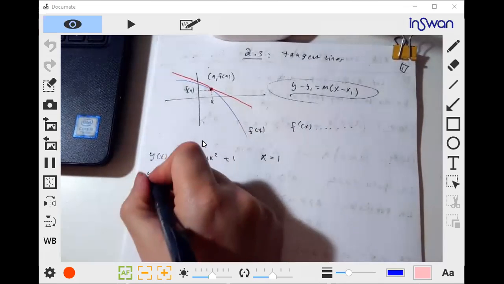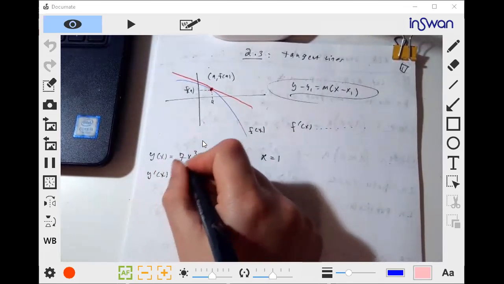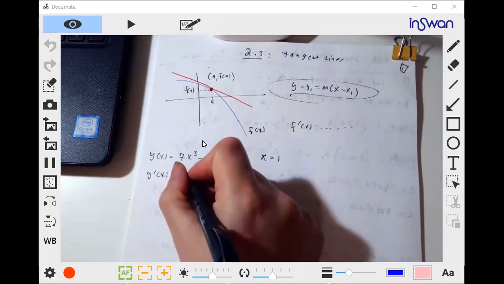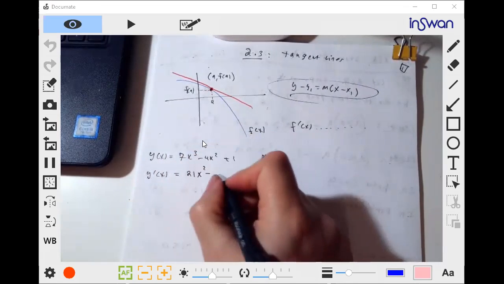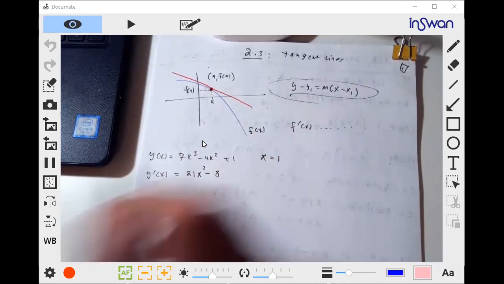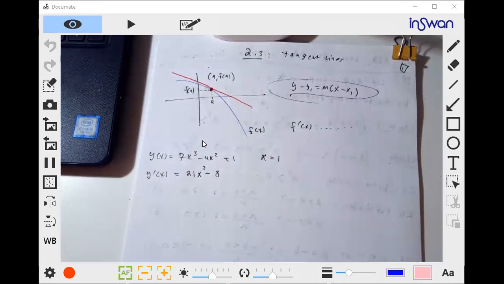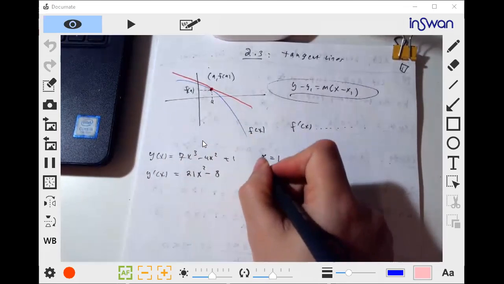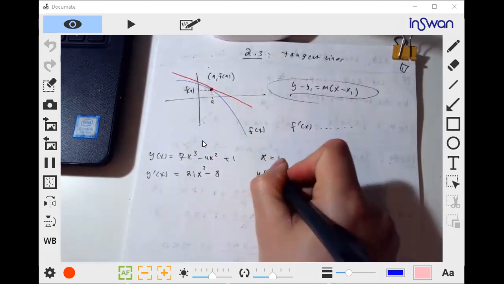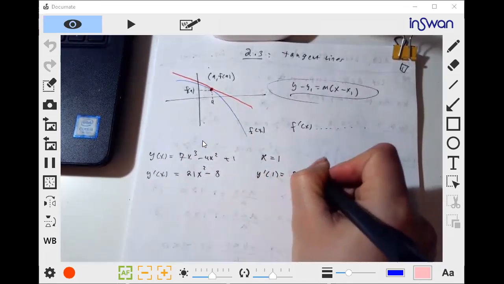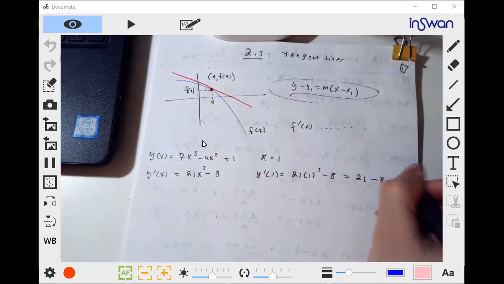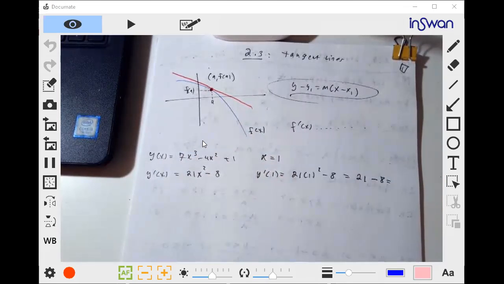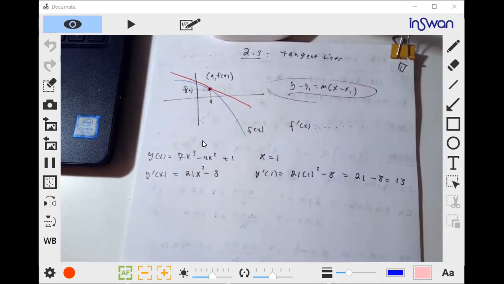All right, y prime of x is then 3 times 7 is 21, put x squared here, minus 2 times 4 is 8. Derivative of a constant is 0, so this is what we get here. If x equals 1, we want to see what y prime of 1 is. That's 21 times 1 squared minus 8. That's 21 minus 8, and this decomposes down to the value of 13. So the value of 13 is our slope m.